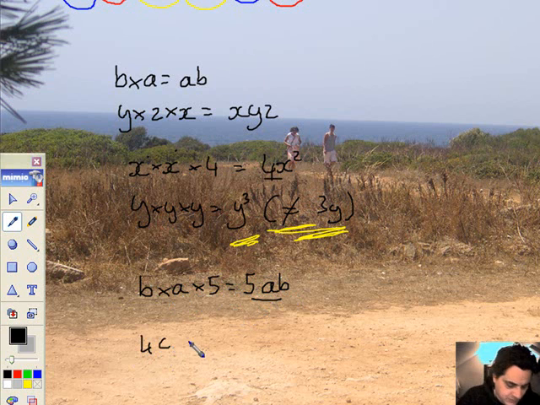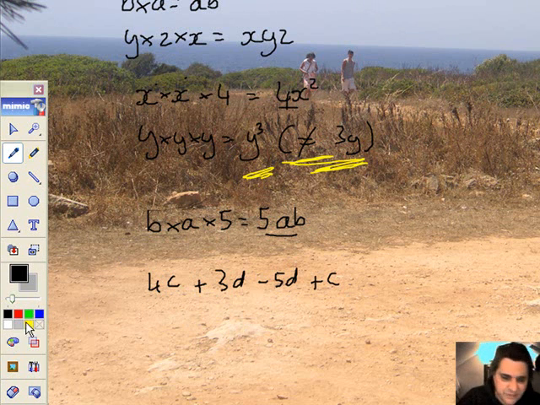I've got 4c plus 3d minus 5d plus a single c. It looks a bit like what I did earlier, doesn't it, really? I've got to spot the odd one out. Well, I'm not going to do that, it's too long. I'm just going to simplify it just for the fun of it anyway. Right, let's do this. 4c plus a c. Well, that's 5 lots of c.